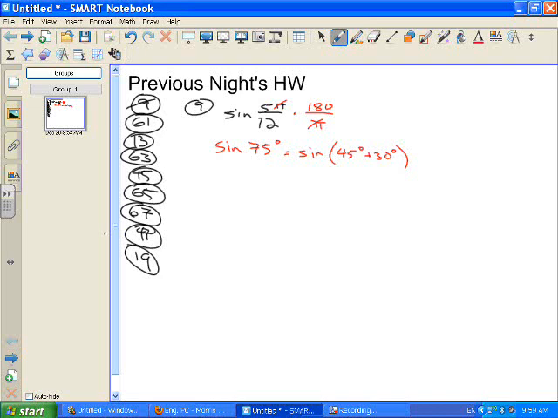So I have the sine of a sum of two angles. That means sine of 45 cosine of 30 plus cosine of 45 sine of 30. Why did you do sine of 45? What if I did 30 plus 45? Doesn't matter. It'll be the same. You'll get the same thing as me.